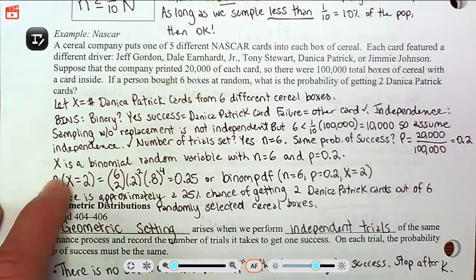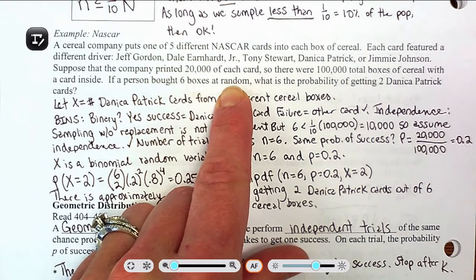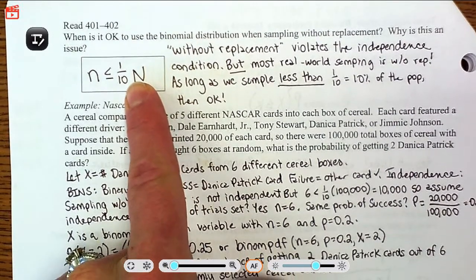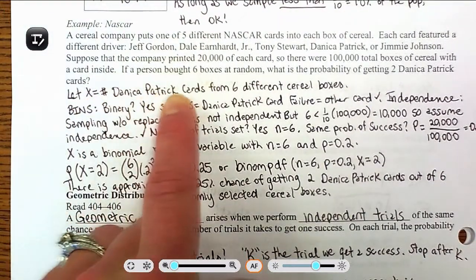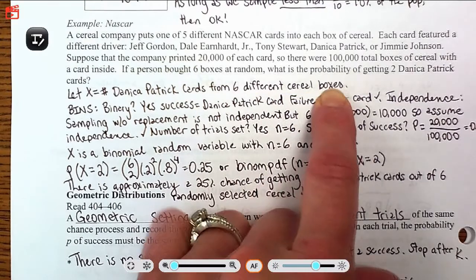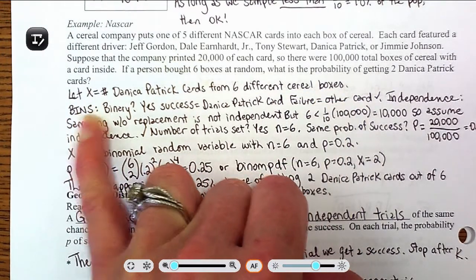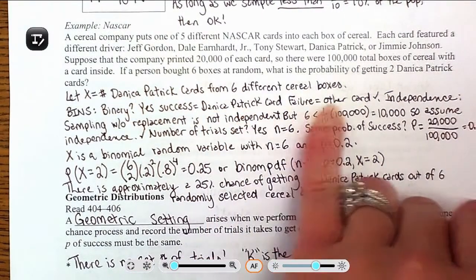Now realize we're also drawing 6 boxes without replacement, so we need to test for drawing without replacement, drawing less than 10% of the population. Let X equal the number of Danica Patrick cards from 6 different cereal boxes. Make sure you start by defining your variable. Check BINS. Is this binary? Yes. A success is a Danica Patrick card, a failure is any other card.